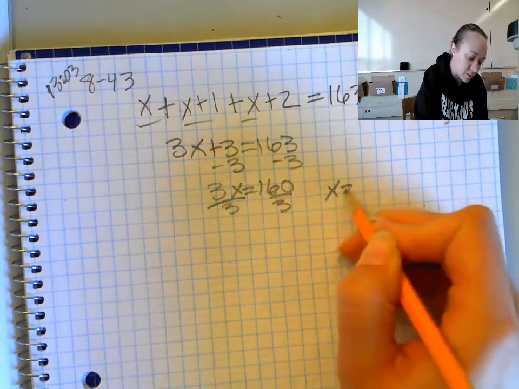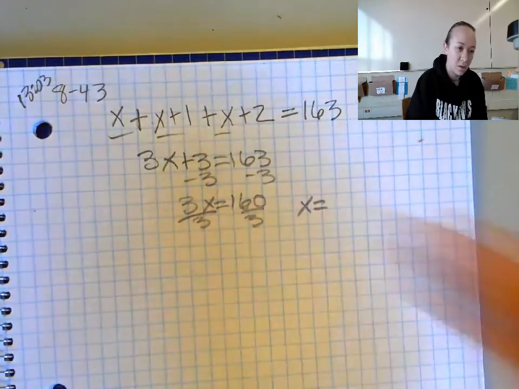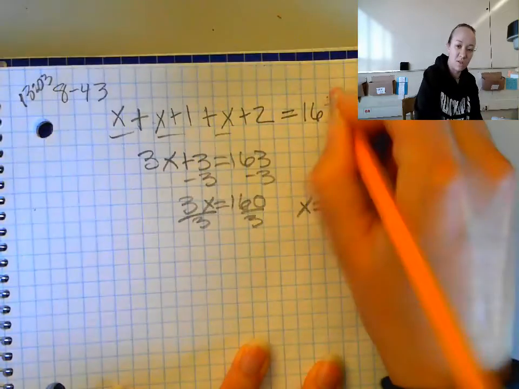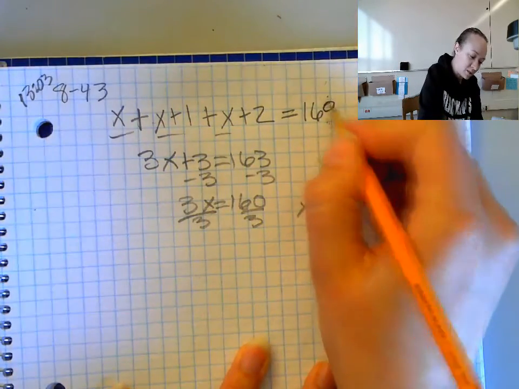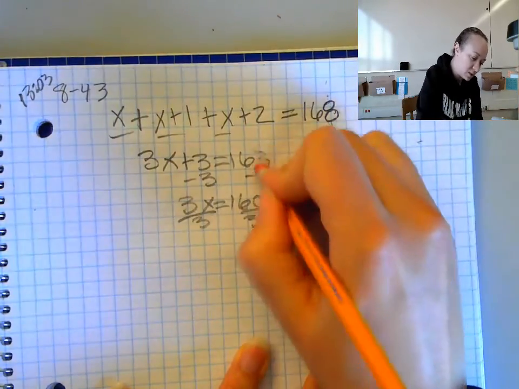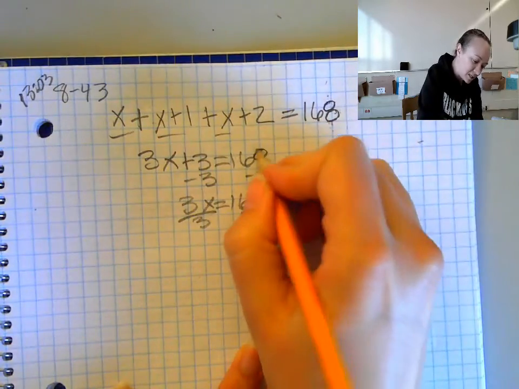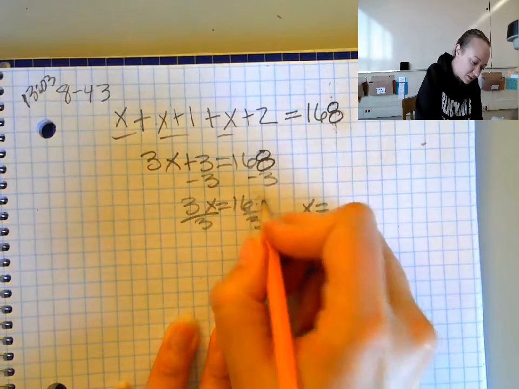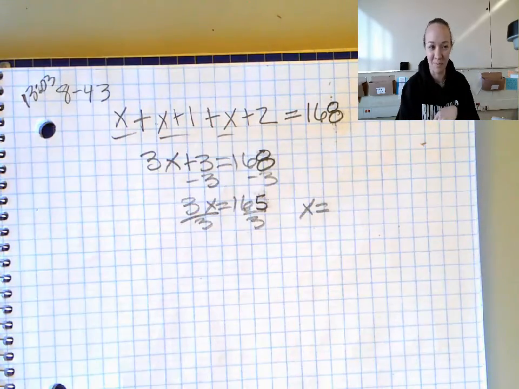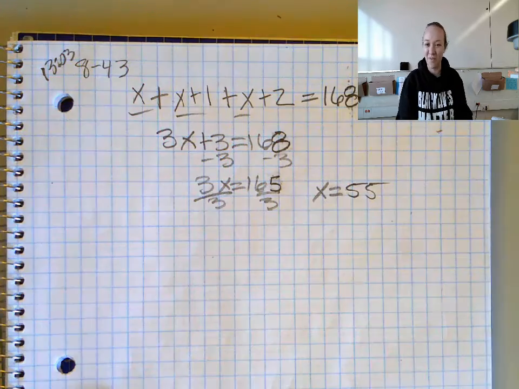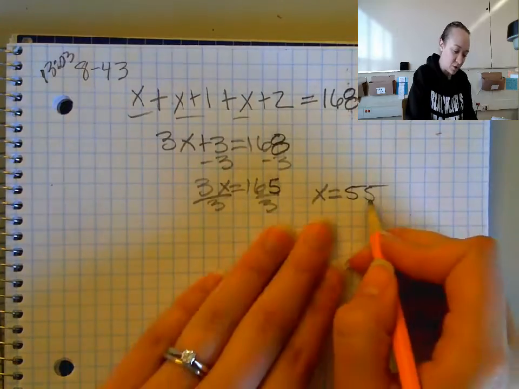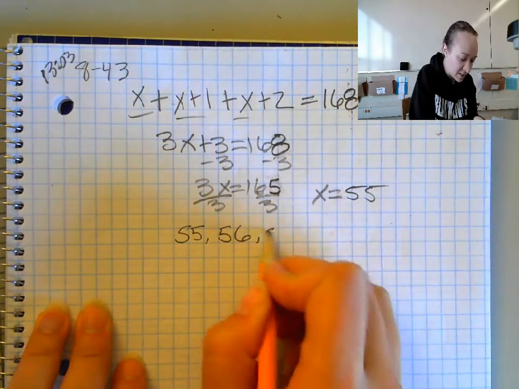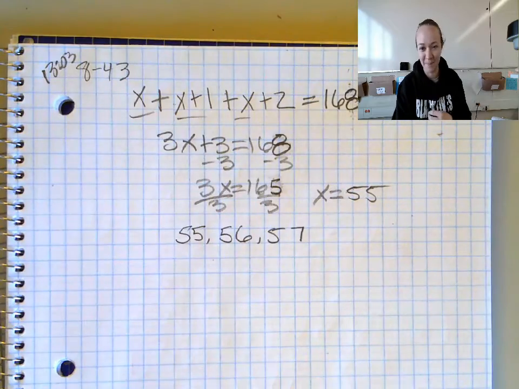So x would equal, oh, haha, just kidding. It's not 163, it's 168. No wonder that wasn't coming out pretty. 168 minus 3 would be 165. That's going to be much better. It gives me 55. So the 3 integers would be 55, 56, and 57.